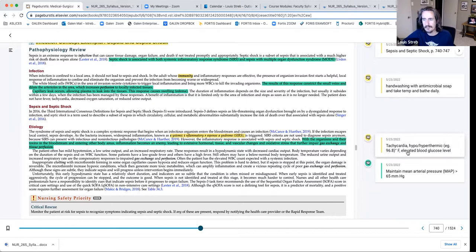But I want you to look over here on the side. Your patient will typically be hypotensive, meaning that they're going to have severe low blood pressure. They're going to have either a fever or a really low temperature, like 96.8. What's normal? 98.6, right? When it's super low, that means your body's not going to be able to fight off infection and stuff. So hypothermia or hyperthermia, an increased temperature or a decreased temperature.